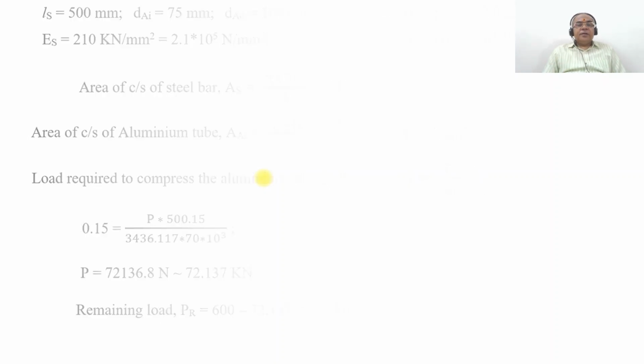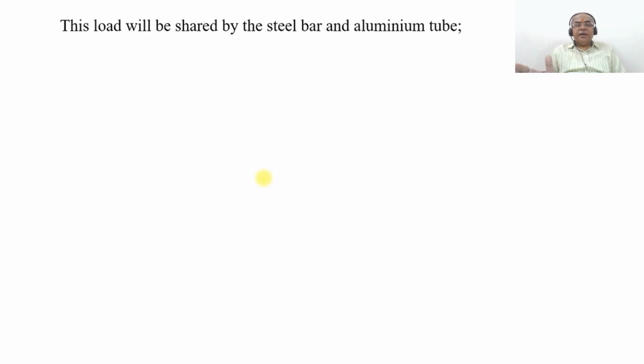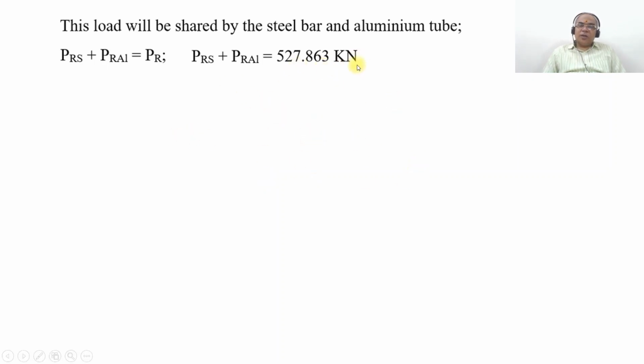Once you get that, the remaining load will be shared by steel and aluminium tube. That means the remaining load you have will be shared by both the steel rod and the aluminium tube. Now we have segregated that. Once you do that, PRS plus PRAL will be equal to the total remaining load, that is 527.863, because the initial load required to compress that 0.15 we have already calculated. The remaining load will be shared by both the aluminium tube and the steel rod.